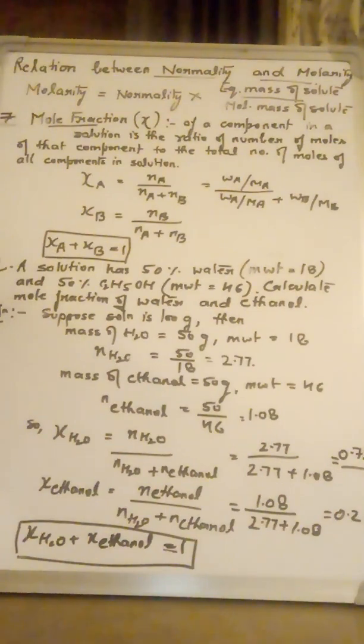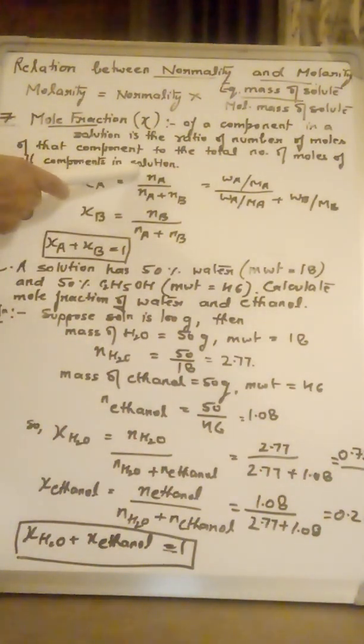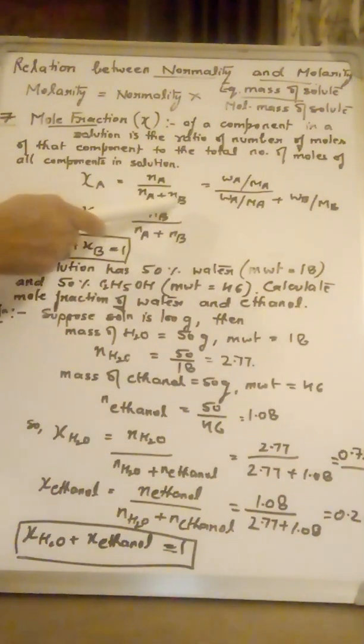Let us understand. Suppose we make a solution by adding two components A and B. So A and B together make a solution, right? Now if we want to express the mole fraction of component A, we want to find out how much is the fraction of the number of moles of A in the whole solution. Then that is the mole fraction of A. How can we find it? Mole fraction of A will be equal to number of moles of A upon total moles in the solution.